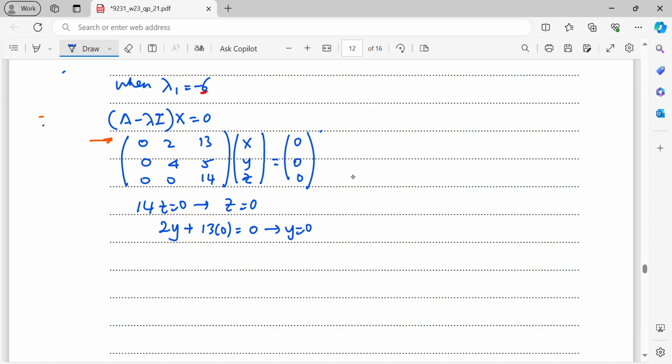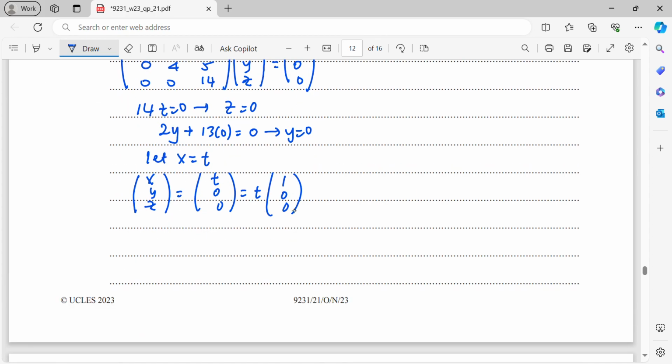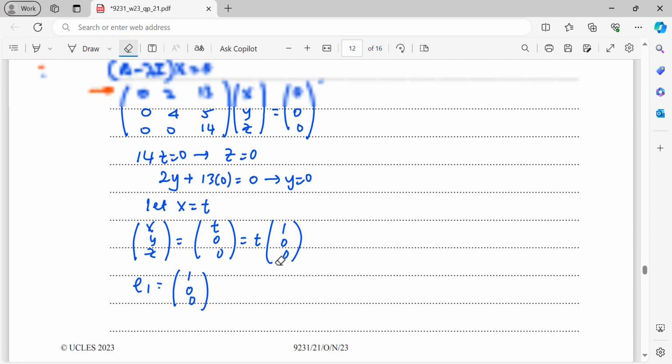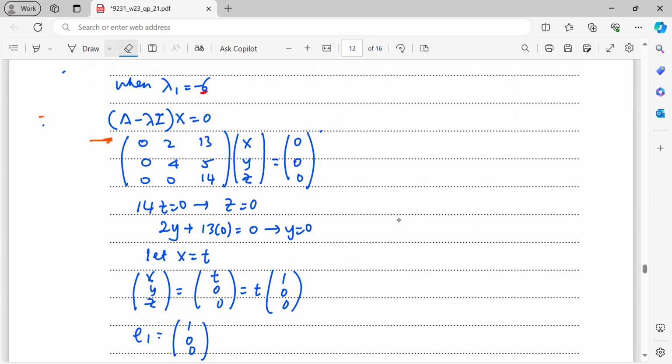So now you only have two values. Then x can be any number because the coefficient for x is 0. That means x, y, z equals t, 0, 0. Then I factorize the t to get 1, 0, 0. So I get my first eigenvector, which is 1, 0, 0. E1.